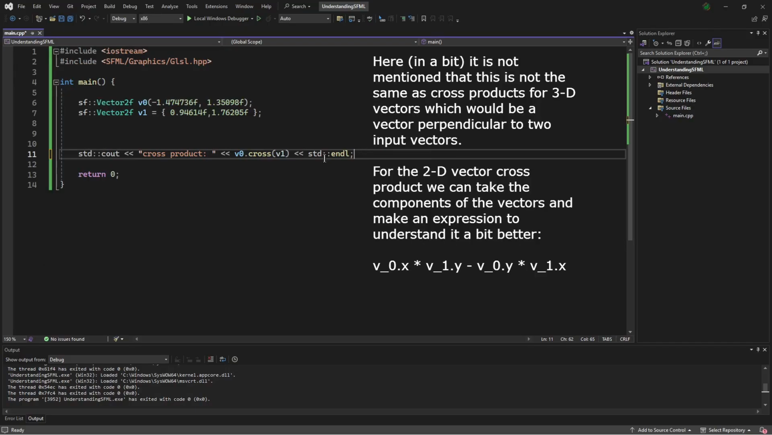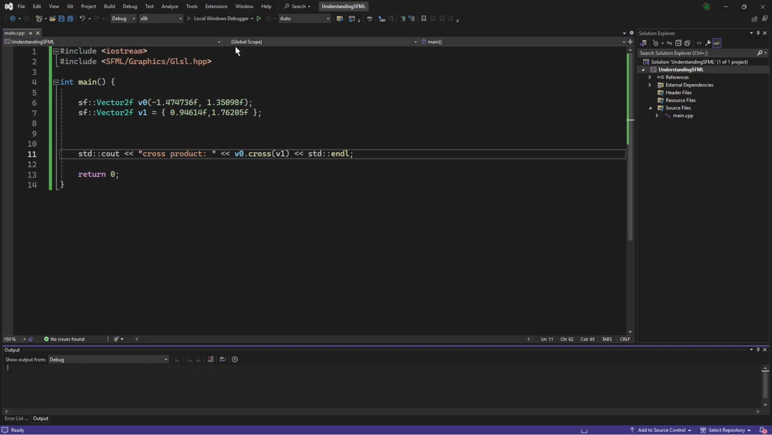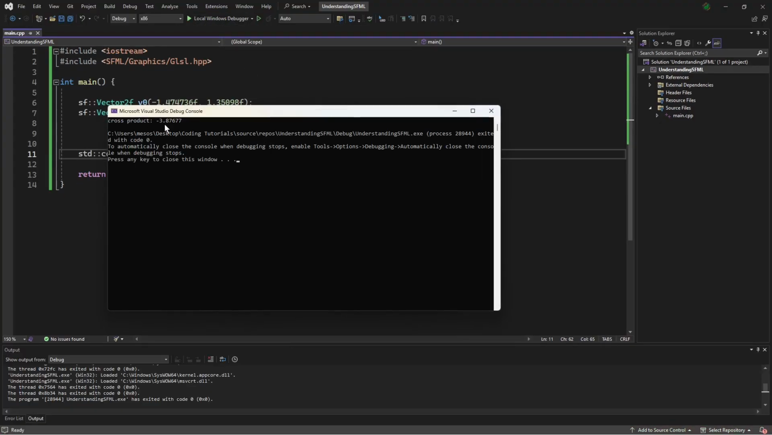For the vector function cross, we will get what's called a cross product. This will be the area of the parallelogram between the two vectors. As a bonus, it will give you an idea of the rotation direction, as positive values mean counterclockwise and negative values mean clockwise. Here, if the value is negative, the angle of v0 would be counterclockwise of v1. Otherwise, it would be clockwise. Now we can enter the debug menu and see that it would be counterclockwise.